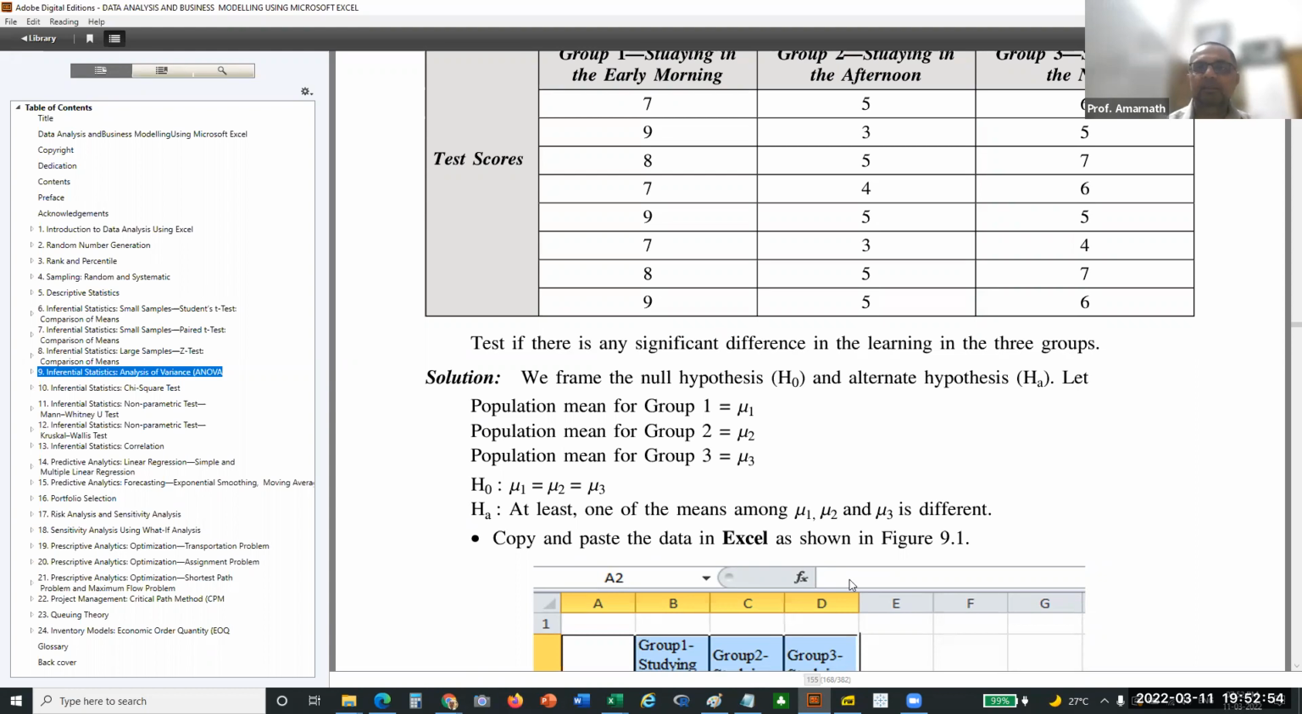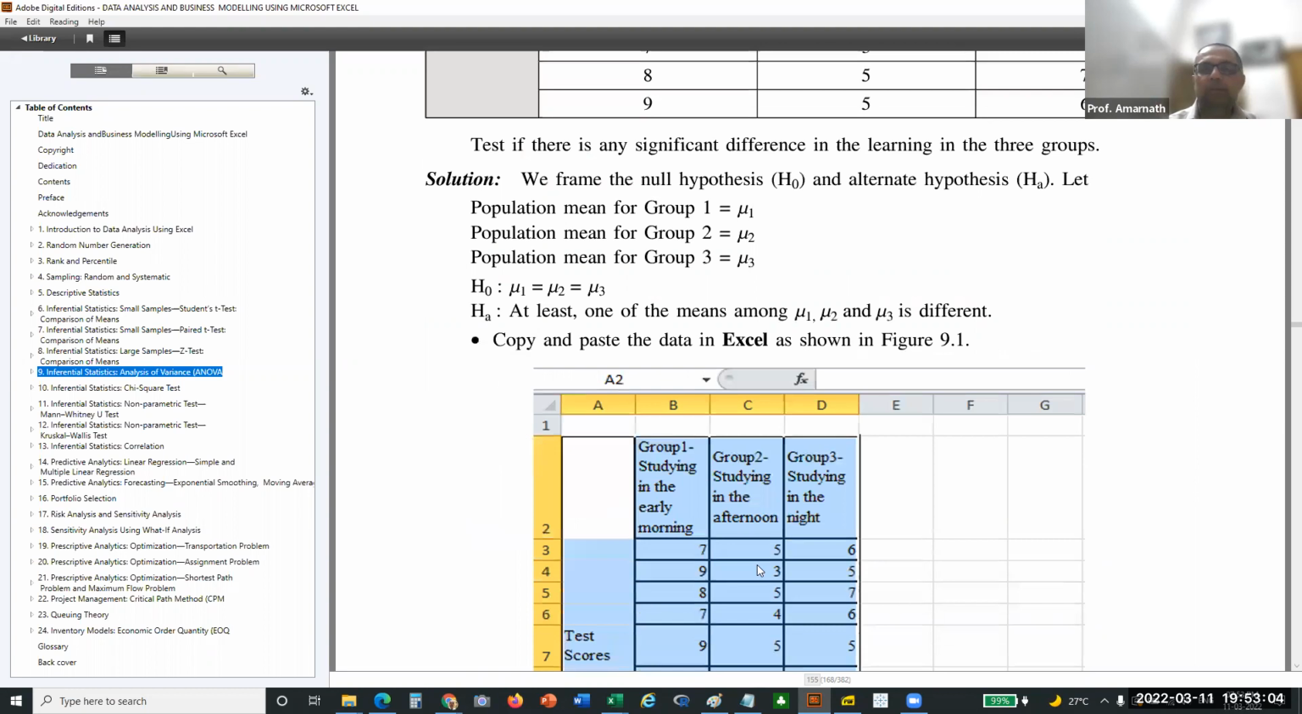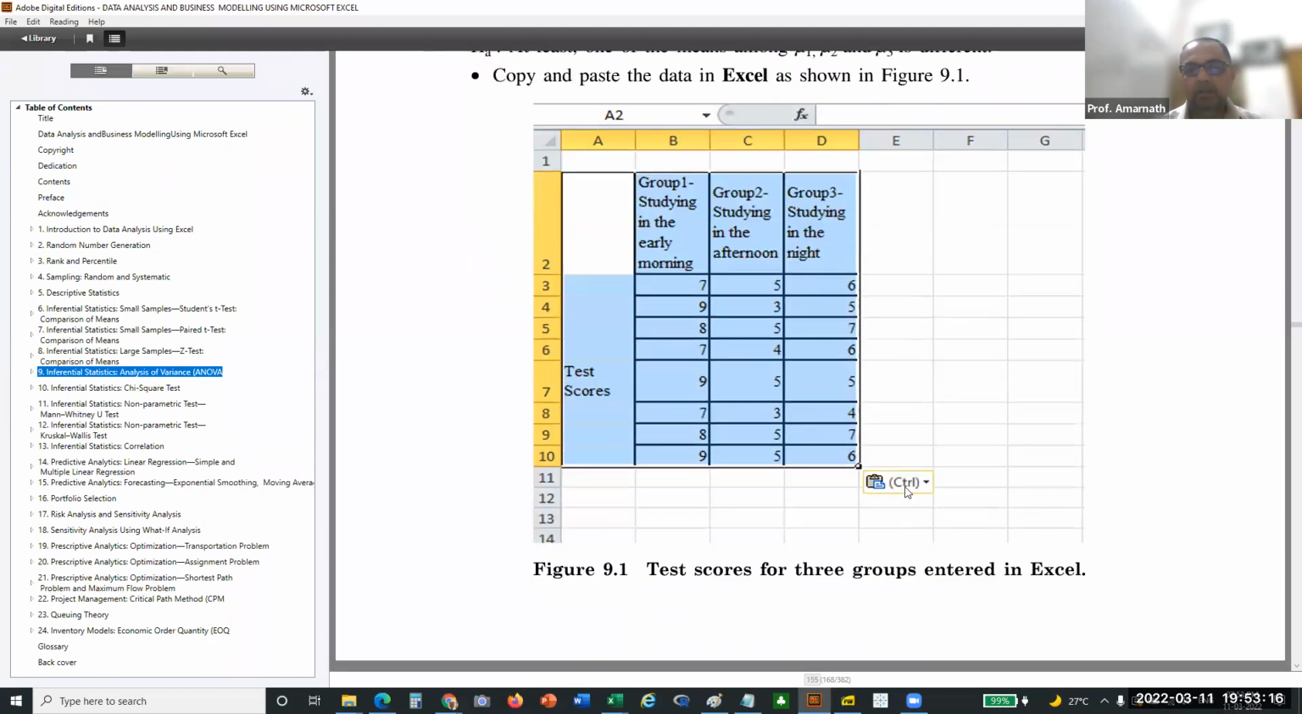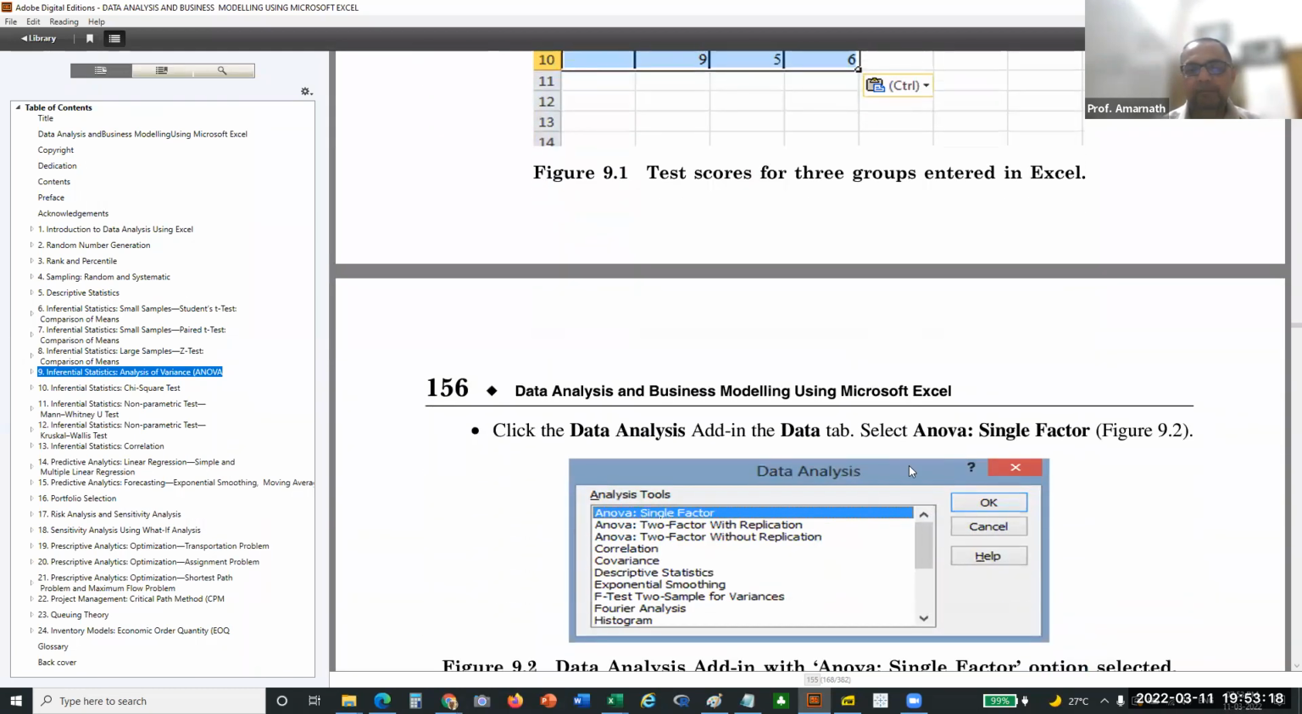So who observes this? People have done a lot of studies on this. They have a set pattern of this buying behavior. So how to frame the hypothesis: mu1 equals mu2 equals mu3, and the alternative hypothesis that at least one of the means is different.